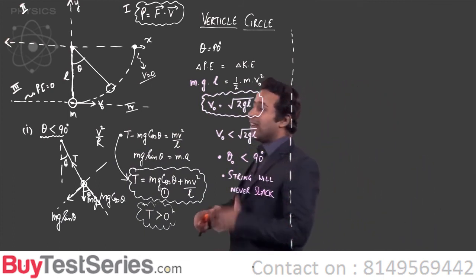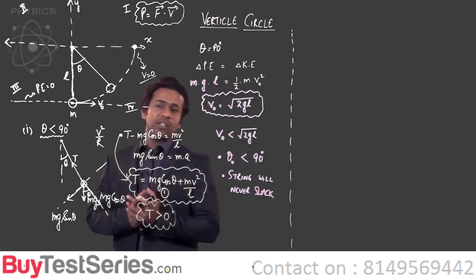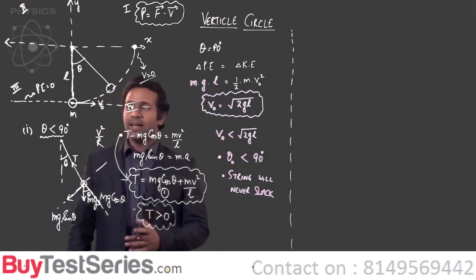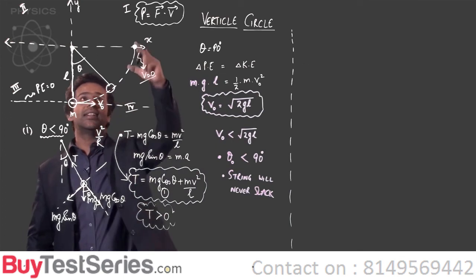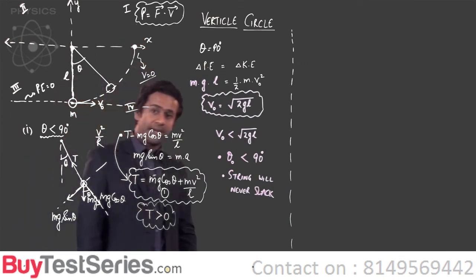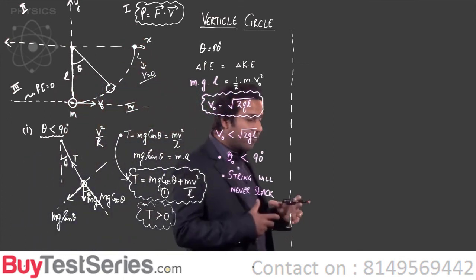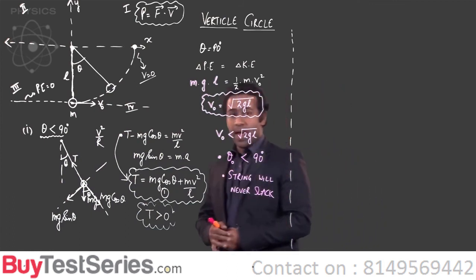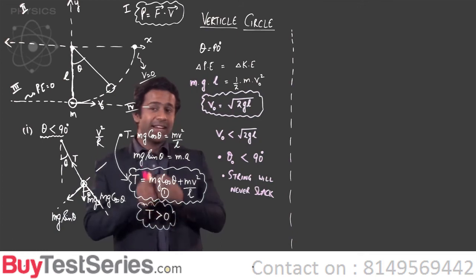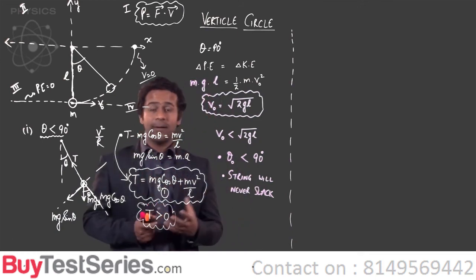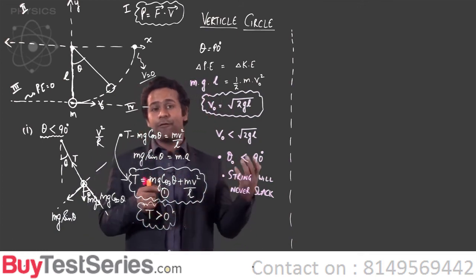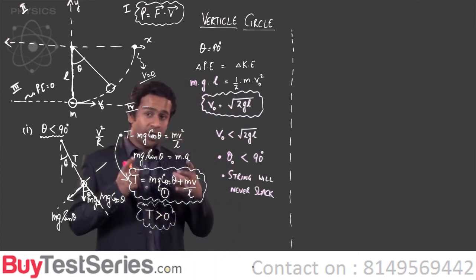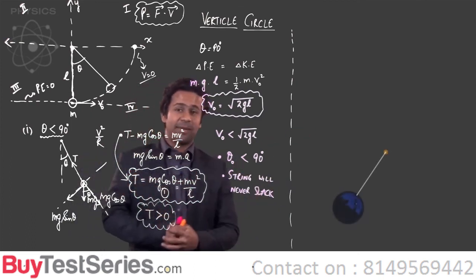Now what we can definitely tell is that if you give a speed greater than root 2gL, this pendulum will certainly enter the first quadrant. Now when it goes to the first quadrant, there are two things that could happen. The first one is that it rises to a certain height, the string goes slack and it falls towards its center. Now let's look at the situation in this animation.